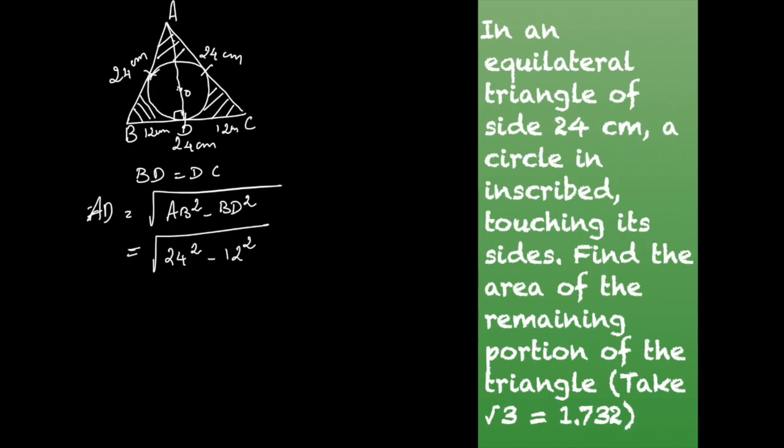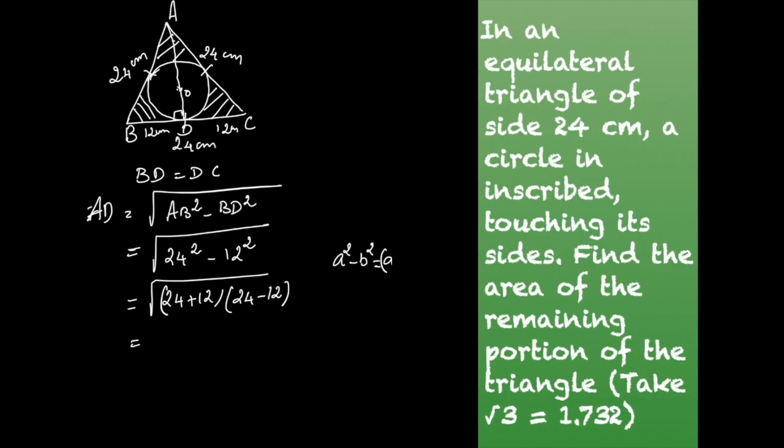In this case, we need not find out 24 square and 12 square. Already we know the identity A square minus B square, which is A plus B into A minus B. So wherever possible, we have to apply the rules. That is A square minus B square equals A plus B into A minus B. This identity we are using. Otherwise, you have to do 24 into 24 and 12 into 12, subtract, find the square root and all.